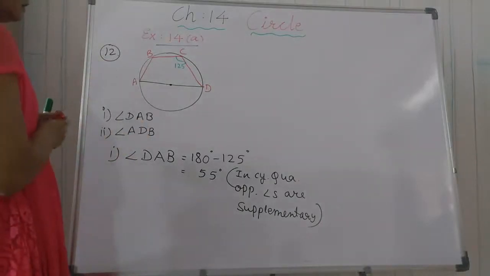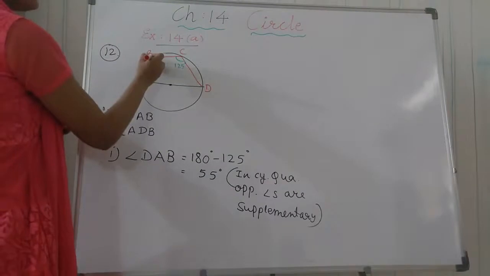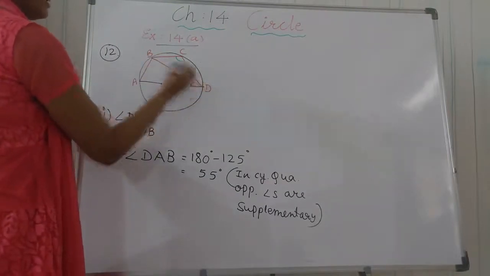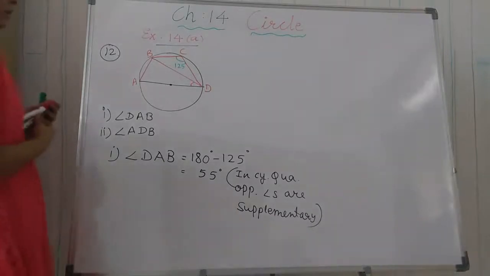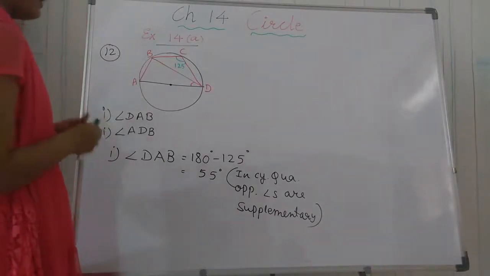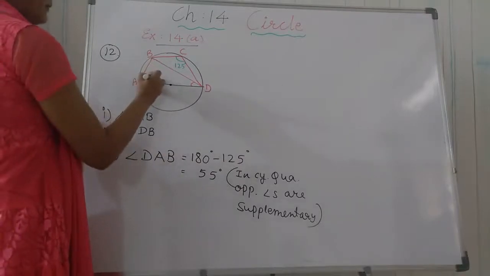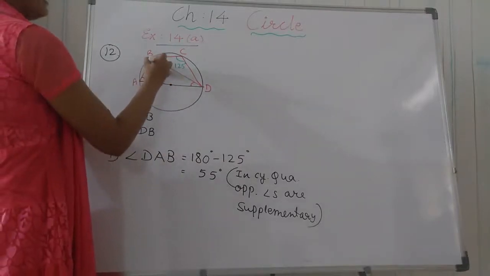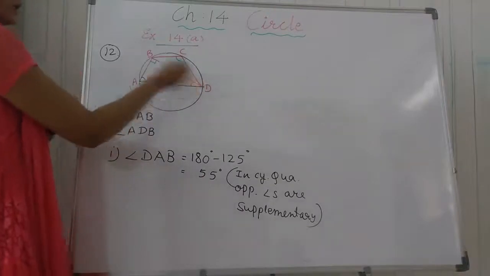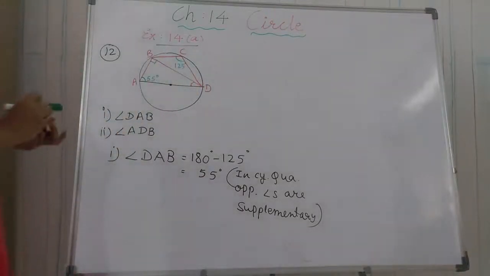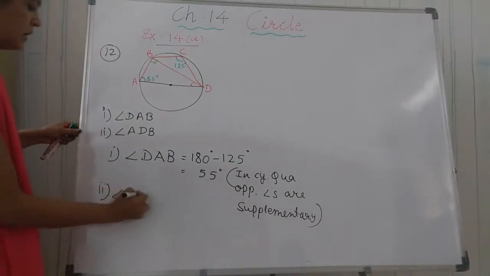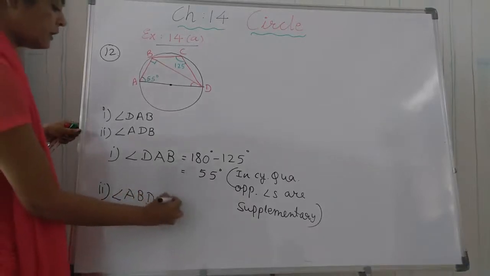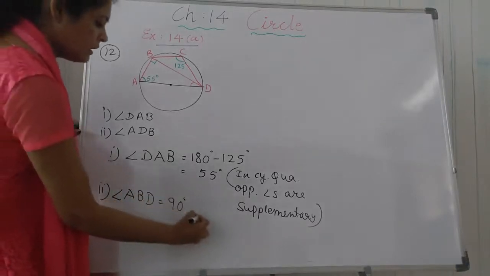For that, we should join this line so that we get ADB. This angle we want to find out. Now students, here we already got this angle 55 as DAB, and this is 90 degrees. How? As it is forming in the semicircle. So we write here, second answer, angle ABD is equal to 90 degrees. Angle in a semicircle.